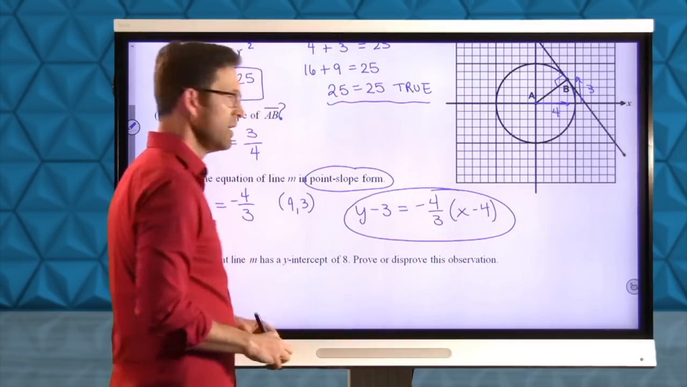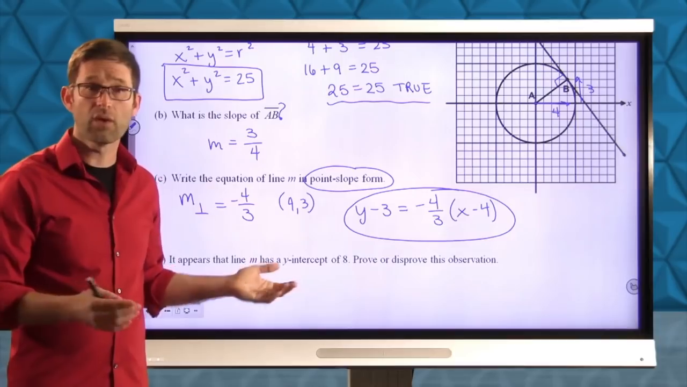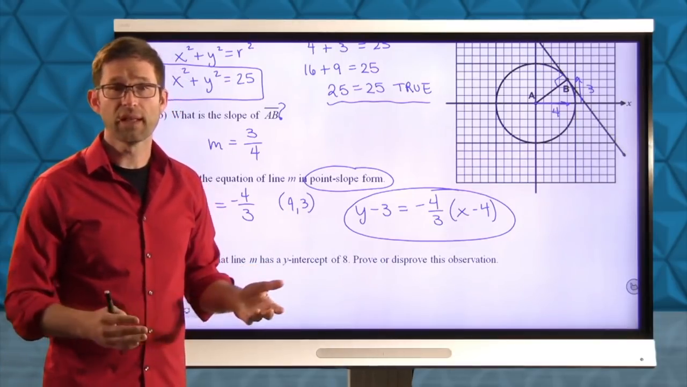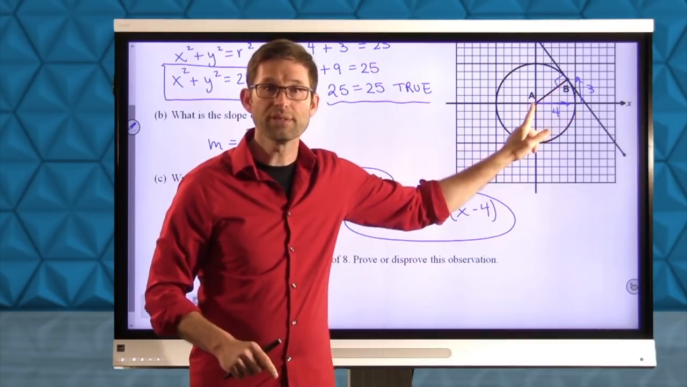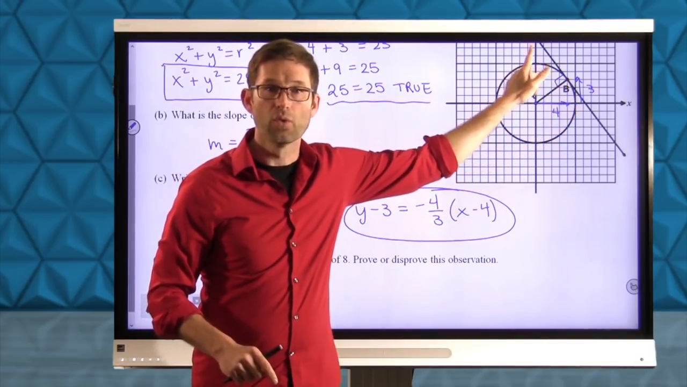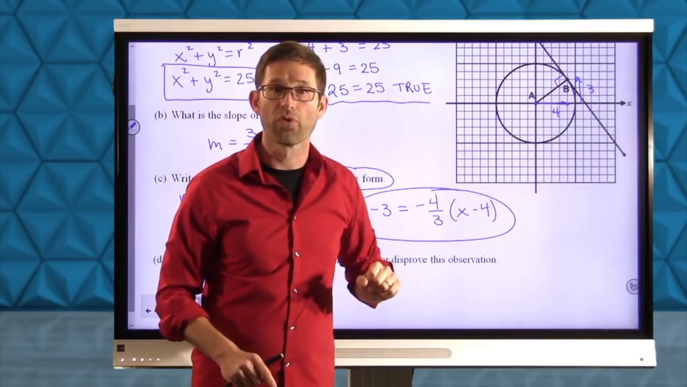y minus 3 equals negative 4/3 times x minus 4. And there's the equation of our tangent line. It was that simple. All we needed to know was the slope of our radius, which was 3/4, which immediately told us that the slope of our tangent line was negative 4/3.